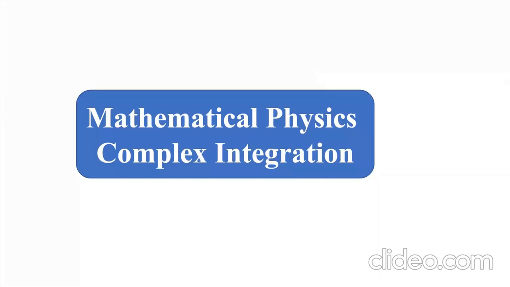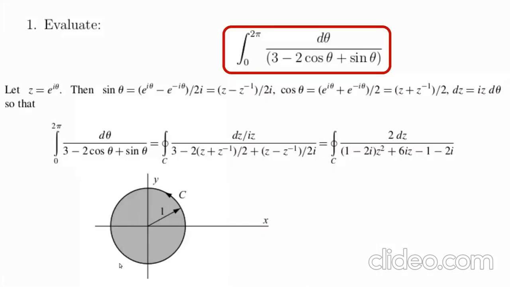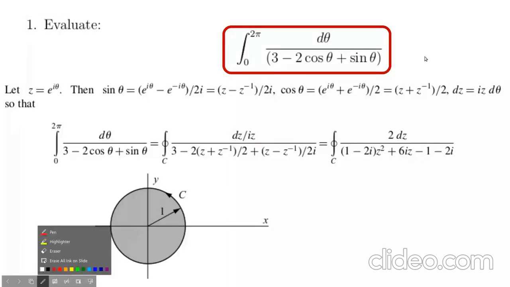with the first question itself. So the first question was, we have to evaluate this integration from 0 to 2 pi. If we use the traditional method, it will be lengthy, but we can use the shortcut that we discussed in the class. So what we can do, we can consider this.